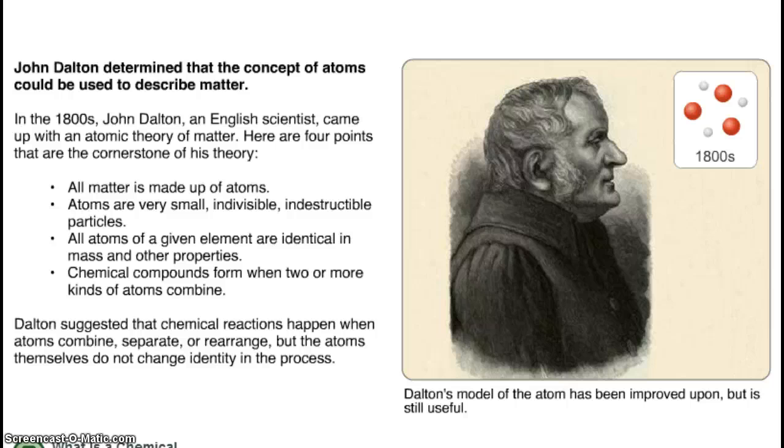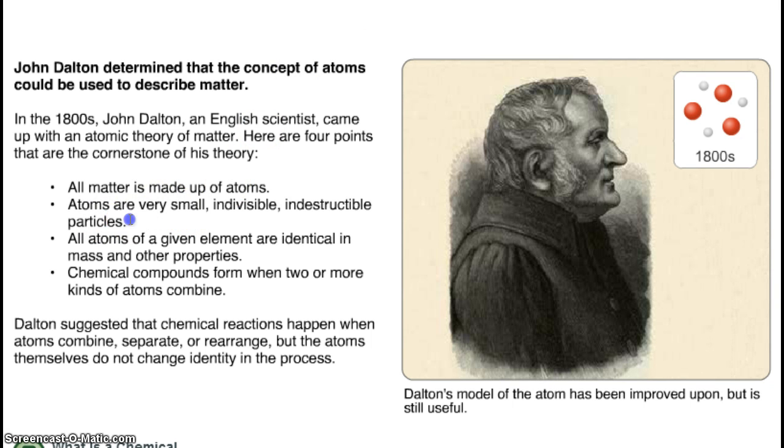Number 1, all matter is made up of atoms. Number 2, atoms are very small, indivisible, indestructible particles. Number 3, all atoms of a given element are identical in mass and other properties. Number 4, chemical compounds form when 2 or more kinds of atoms combine. Now again, these aren't totally correct, okay?